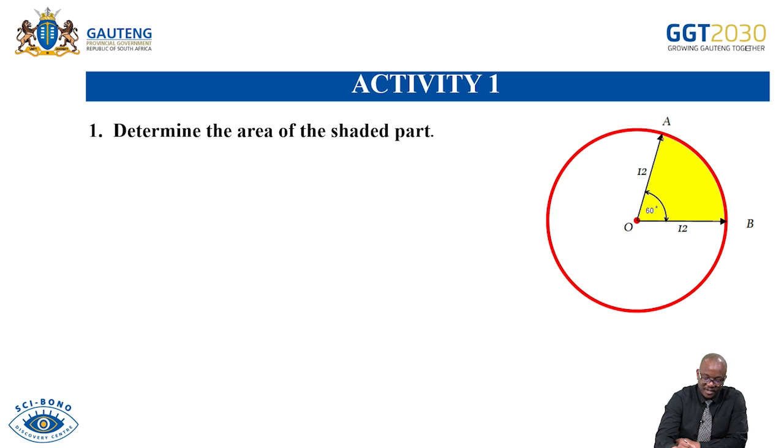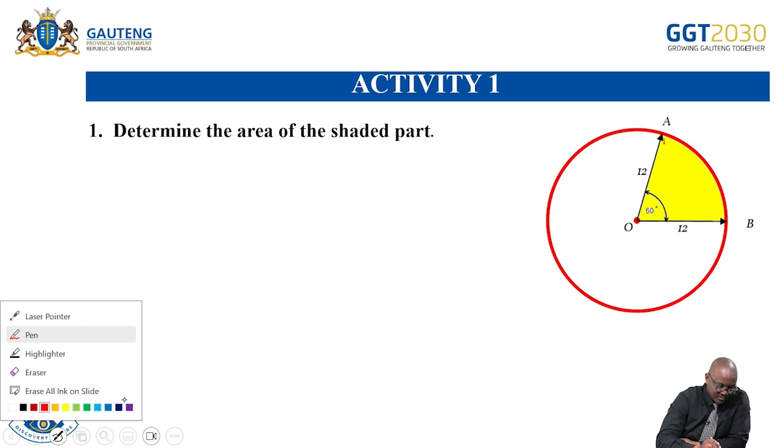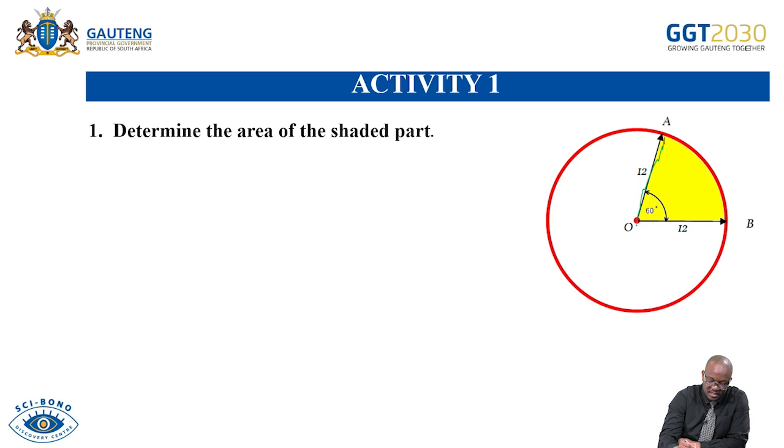Remember, the shaded part there is your sector. That is the area that we'll be looking for. You can see the information that is given: we have the length of OA, which is 12. That is your radius. Your radius is equal to 12.